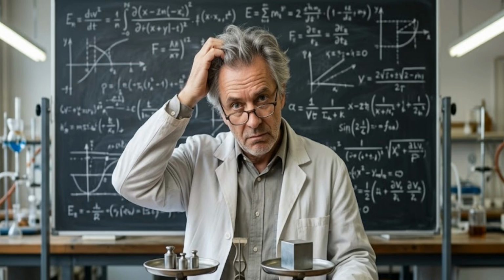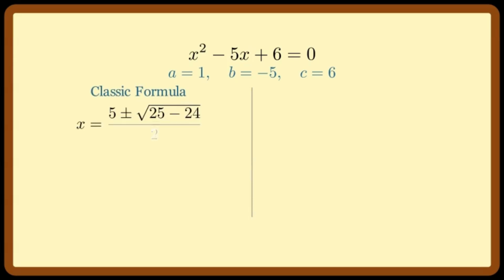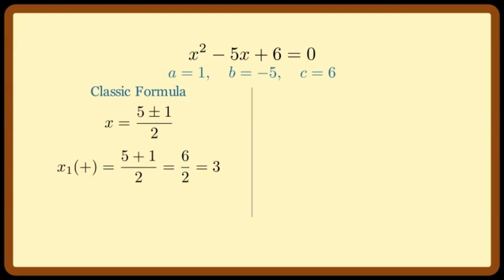Let's take a simple equation that is easy to solve and test it out. Let's take the equation x squared minus 5x plus 6 equals 0. In this equation, our numbers are simple. a equals 1, b equals negative 5, and c equals 6. If we take the high road and use the classic formula, x equals 5 plus or minus the square root of 25 minus 24, and all that divided by 2. The calculation inside the root gives us 1, so it becomes 5 plus or minus 1 divided by 2. The first solution is 6 divided by 2, which is 3, and the second solution is 4 divided by 2, which is 2. Easy and simple.